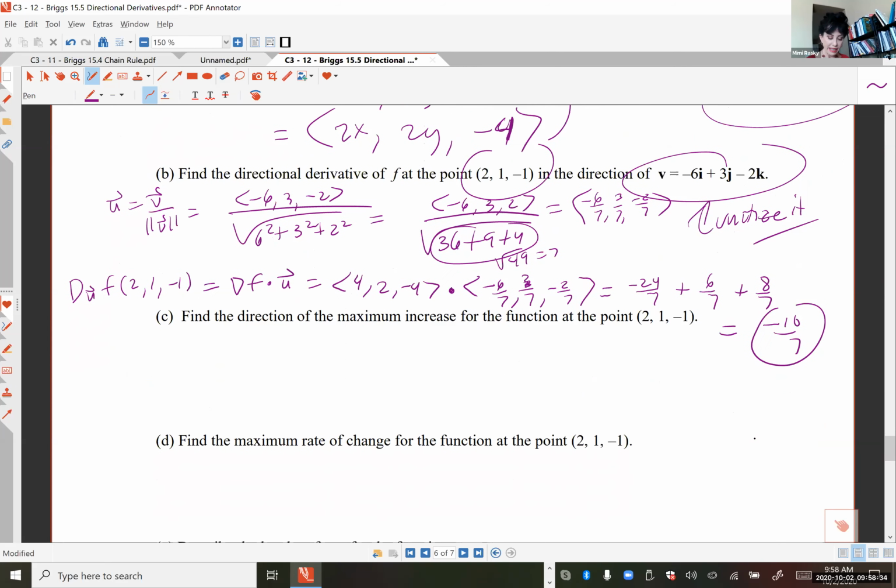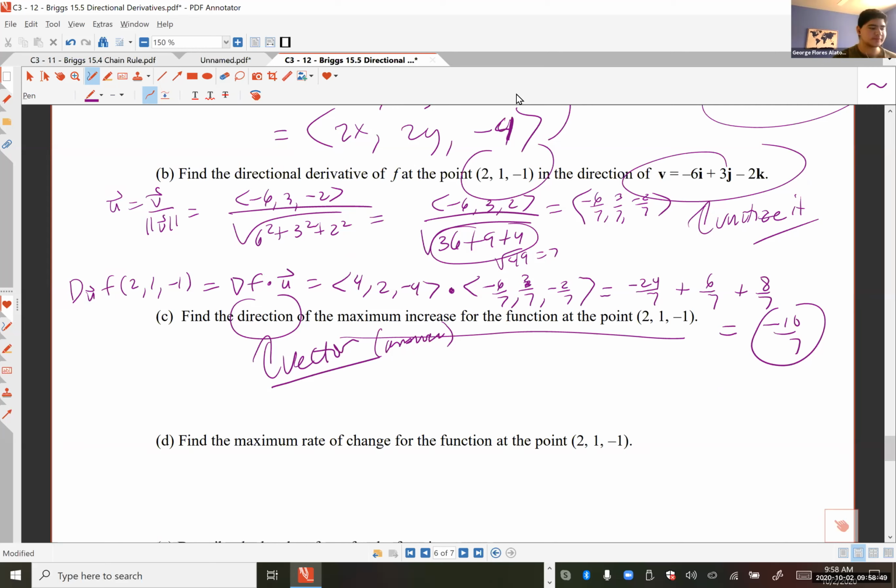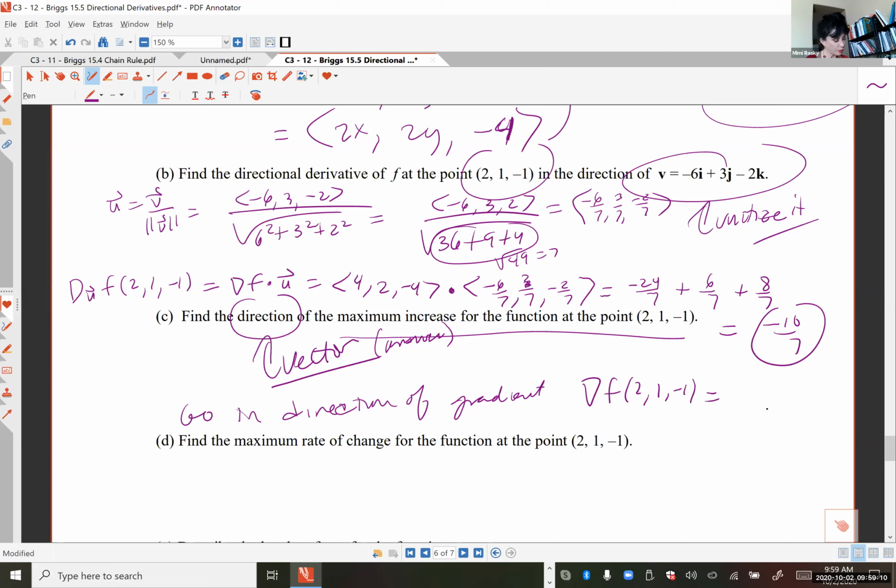So what's the direction of maximum increase for the function at the point 2, 1, -1? Notice it's a direction, which means the answer is going to be a vector. Are you guys awake? That's the gradient. Exactly. So go in the direction of the gradient. The answer is part A. So go in the direction of del F at 2, 1, -1, which we got already: 4, 2, -4, that vector with those components. Boom, there you go. Go in that direction.